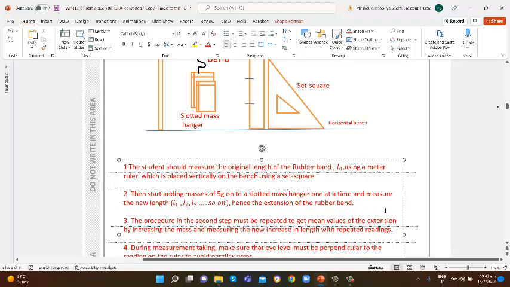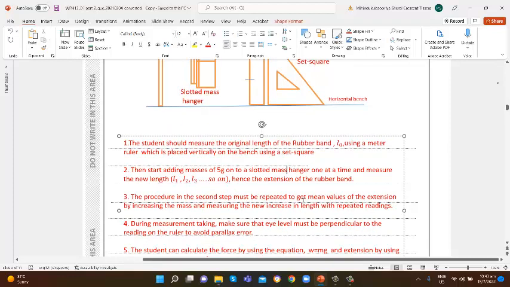So next, the procedure in the second step must be repeated. This has to be repeated at least 5 times to get what? To get the mean value. Why do we want the mean value? To get our calculation to be more accurate. So you have to have the readings by repeating.